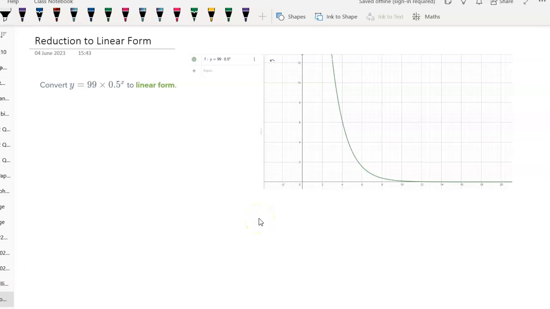So I've been asked to explain reduction to linear form again. So I will do. Now I'm going to do it with this example here. It says convert y equals 99 times 0.5 to the power x to linear form. If you were to plot the graph of y equals 99 times 0.5 to the power x, you get the graph on the right here.